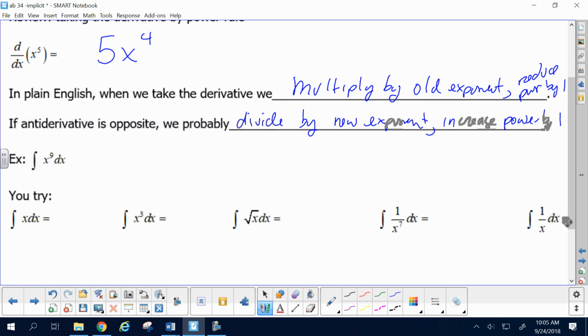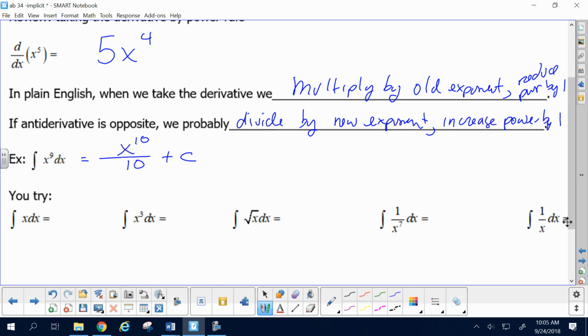Now then, if I were to say what's the antiderivative of x to the 9th, then it is x to the original power must, instead of 9, must have been 10. And instead of multiplying by a power, we divide by a power, and don't forget the constant of integration.